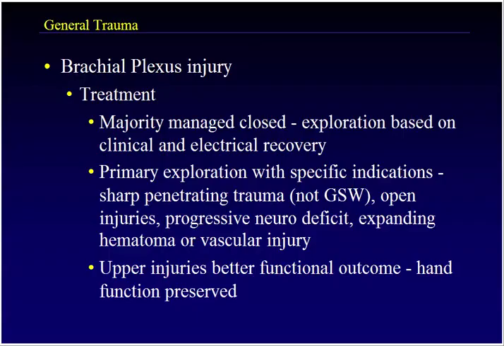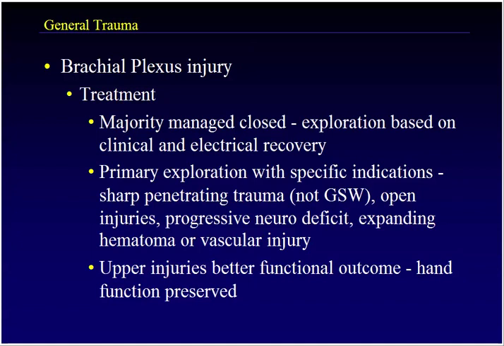Now, the treatment of brachial plexus injuries: the majority of these are fortunately managed best with close observation. You really base your indications for exploration on the clinical findings and the extent of the recovery. There are a few indications for acute primary exploration of the brachial plexus, and that would include sharp penetrating trauma, but not gunshot wounds. The gunshot wounds typically cause a more concussive effect to the brachial plexus, and the prognosis for recovery in those injuries is actually quite good.